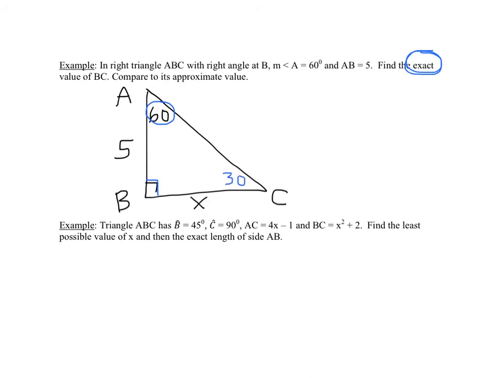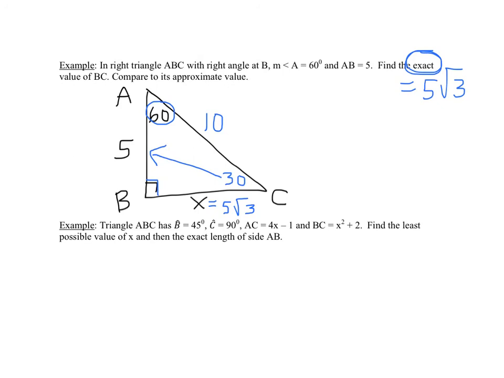So notice that the side across from the 30 is 5. That would suggest that the hypotenuse is 10, because it's a special 30, 60, 90 right triangle. And this x would be 5 times the square root of 3. Okay? So the exact value is 5 times the square root of 3. Then it says to compare to its approximate value.